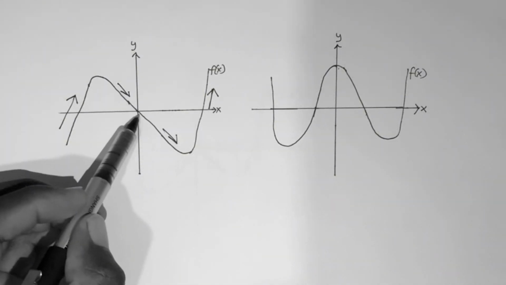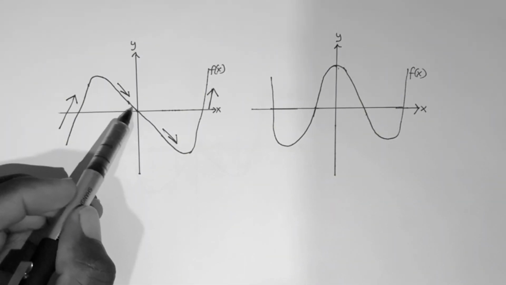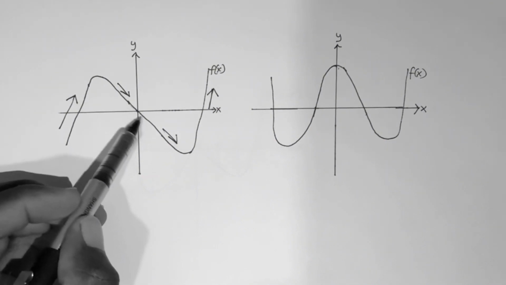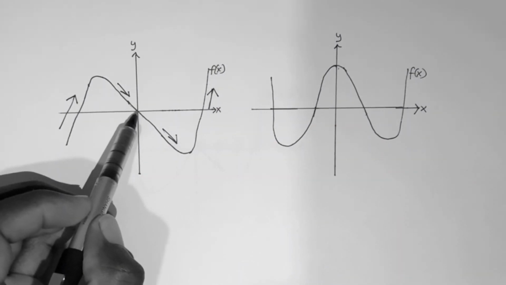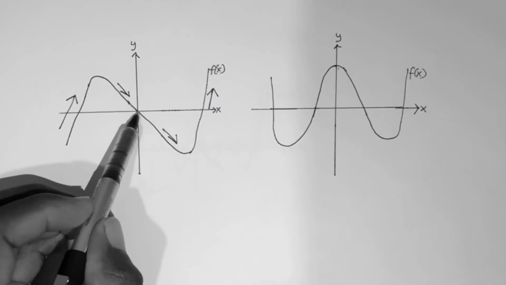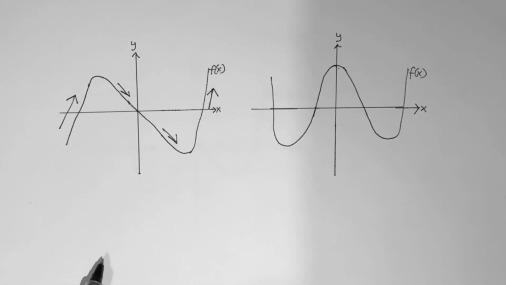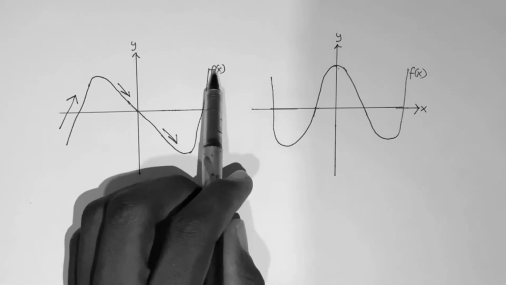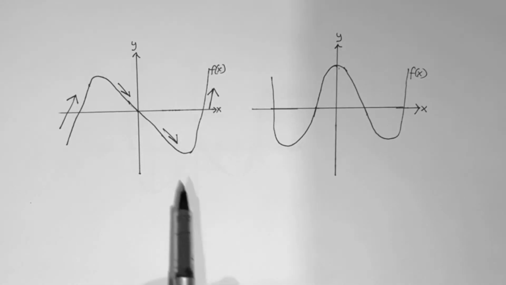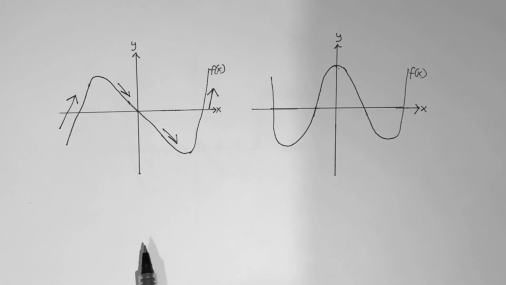And then at this side of the function, it is neither increasing nor decreasing. So this is what is known as the point of inflection. Now let's graph f prime of x from this function.